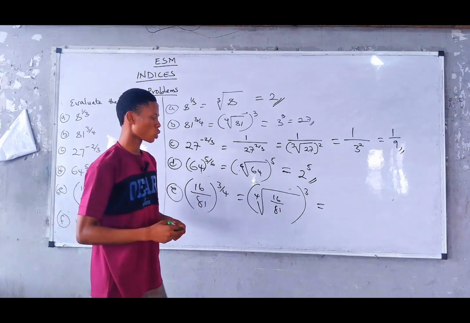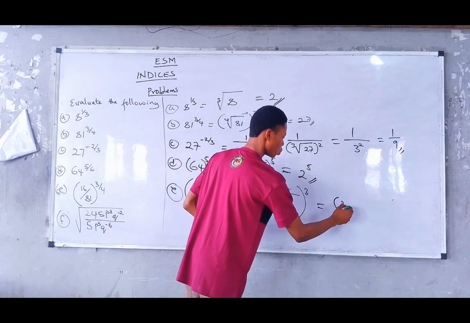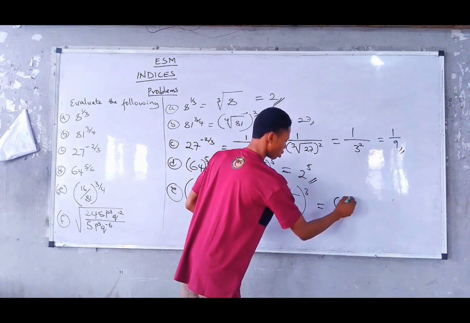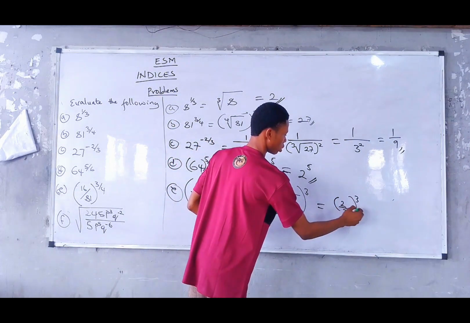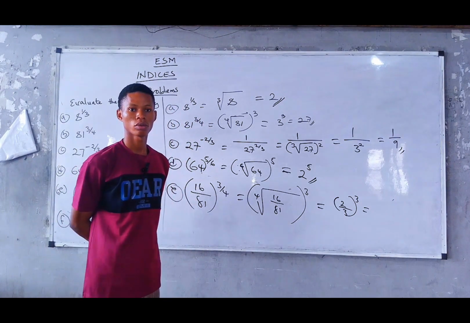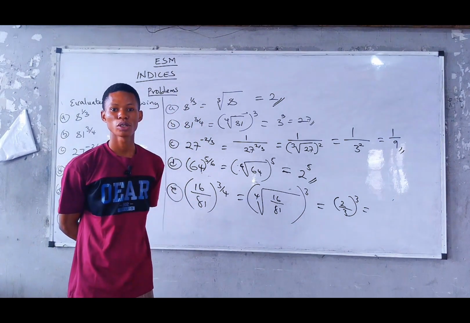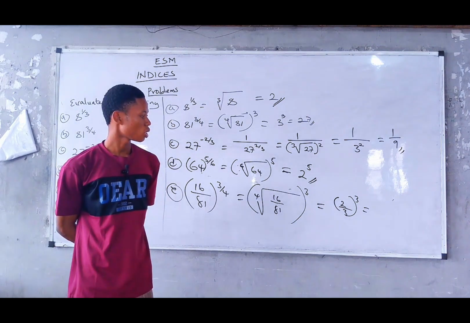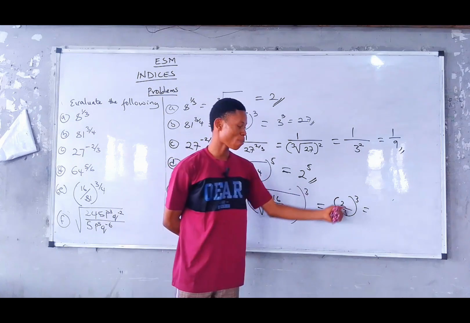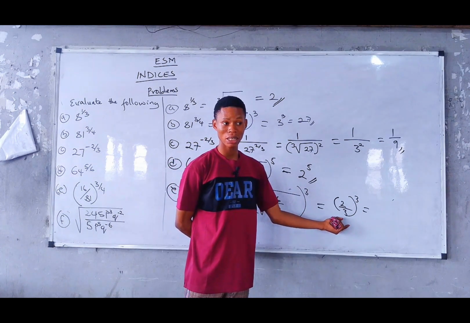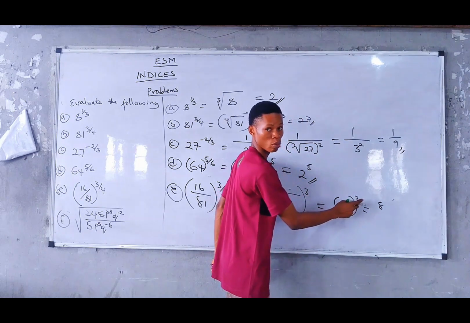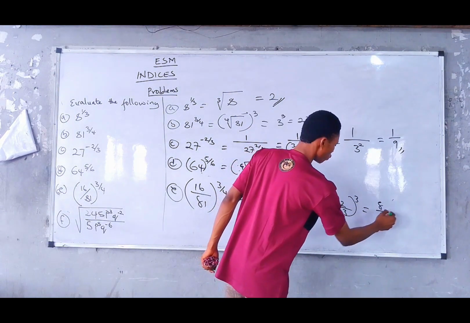The fourth root of 16 is what? 2. All over the fourth root of 81 is what? 3, right? All raised to power what? This will give me what? 8 over 27. Why? This thing is applying to everything in the bracket here, right? So this is what? 2 raised to power 3 all over 3 raised to power 3, is it not? So 8 over what? 27.